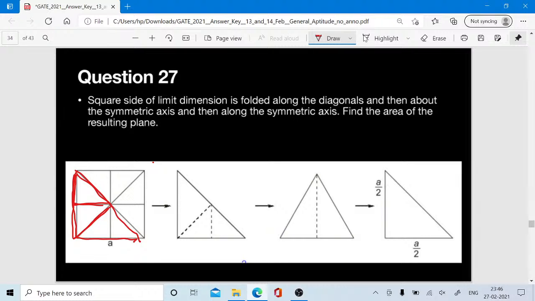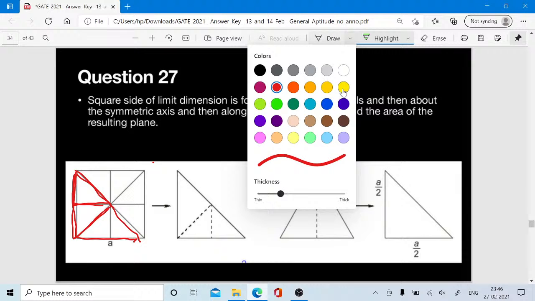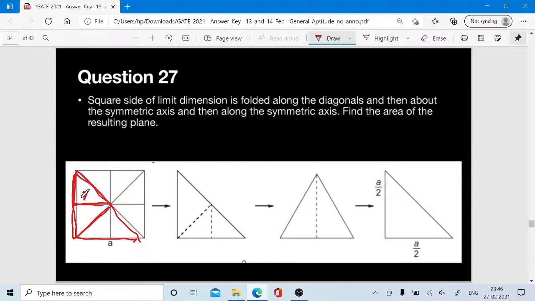So let me just shade this. Okay, it is not shading, I have to draw it only. This is the triangle I will be getting. Finally, when I cut it along the symmetrical planes, this is the triangle I will be getting, right?